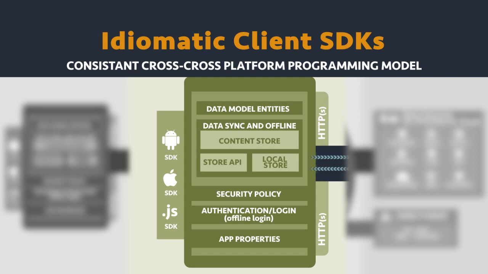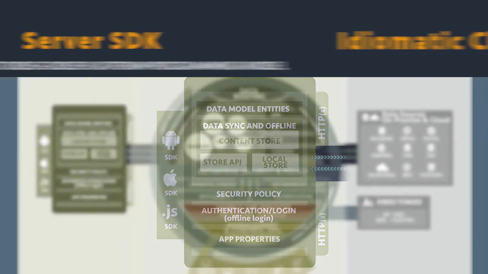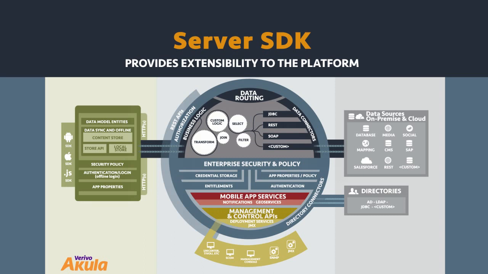And because Akula is based on open standards, companies have the freedom to choose their development framework. You might choose to build one app natively on iOS, a second app in Appcelerator, and a third app as a hybrid using PhoneGap. The third component, the Server SDK, provides tremendous extensibility to the platform.